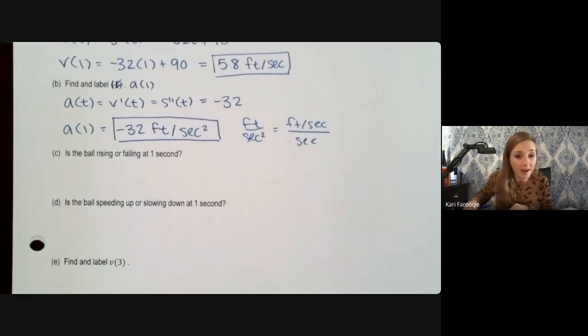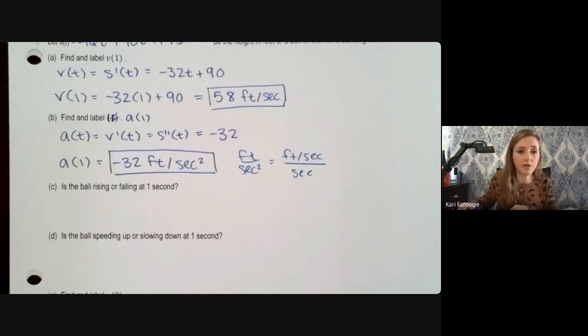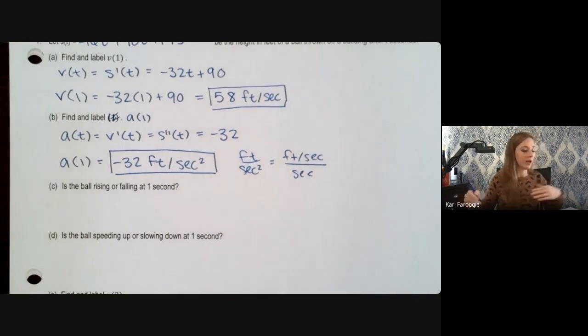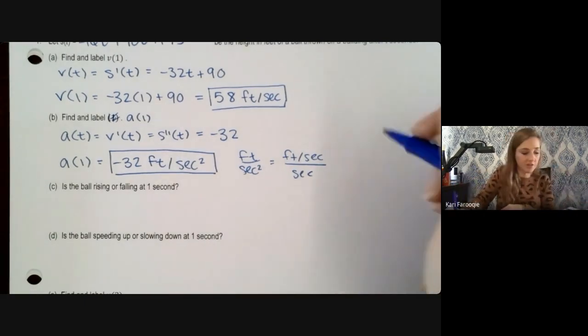Is the ball rising or falling at 1 second? So we found some information about what's happening at 1 second. We found that the velocity was positive, and we found that the acceleration was negative. Now, if the velocity is positive, then that means it's heading upward.